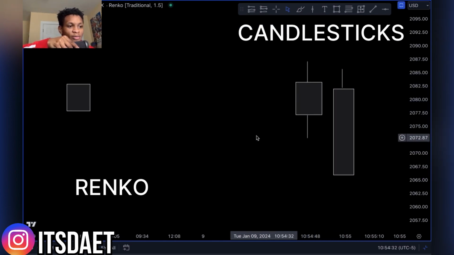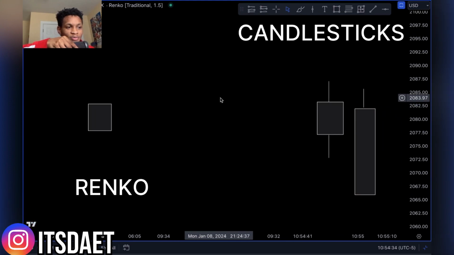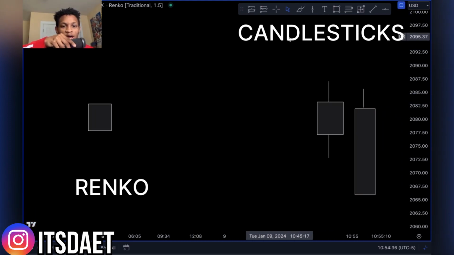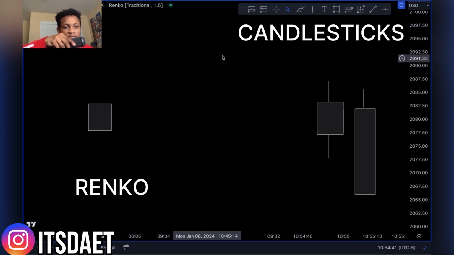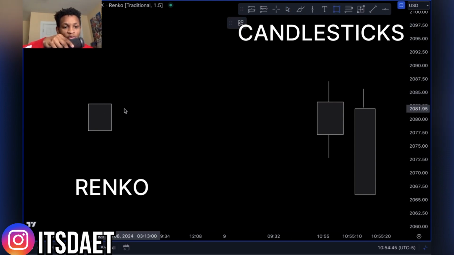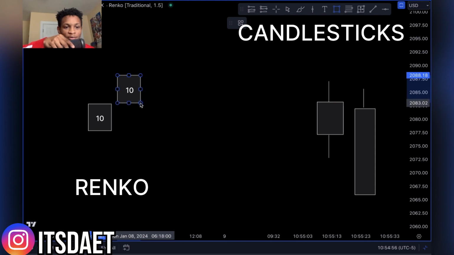Now with Renko, instead of saying every 15 minutes a candle is going to form, you can say every 10 pips a brick is going to form. Let's say this movement right here is 10 pips. If we're in the uptrend and it moved another 10 pips, it's going to form another same-size brick. This is 10 pips, this is 10 pips.